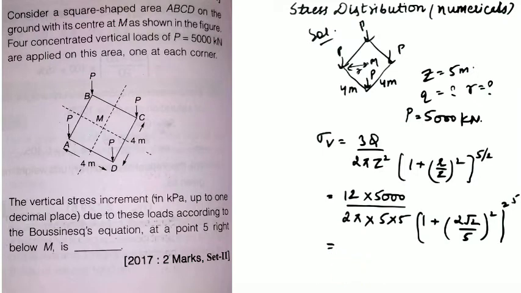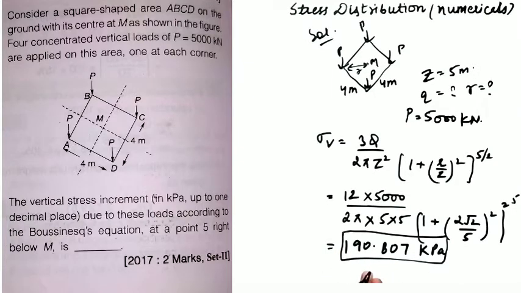So when you will solve it, the sigma will come out as 190.807 kilopascal. So this is the stress increment due to these 4 loads. If there would be any 2 loads present here, it would be half of this 190.807. So this is how you go for stress distribution questions that are related to Boussinesq's.